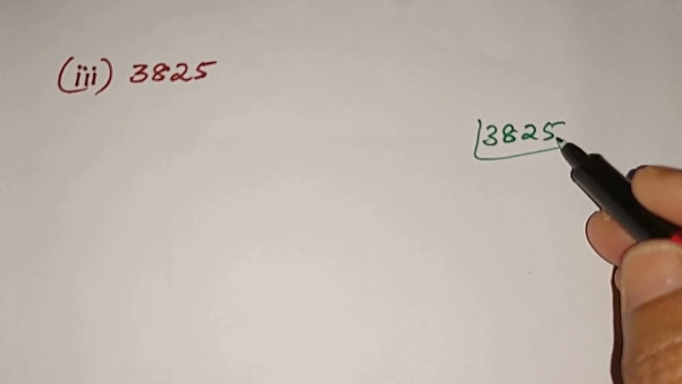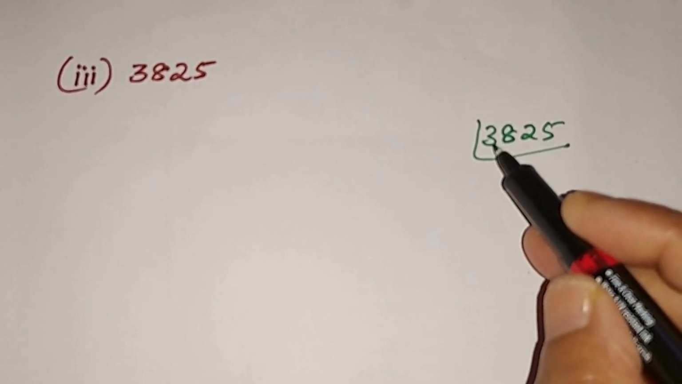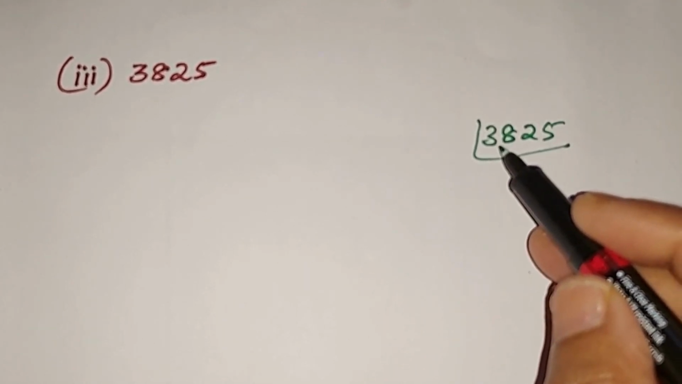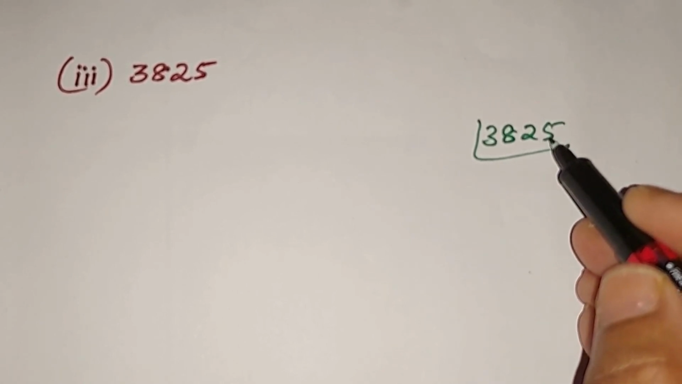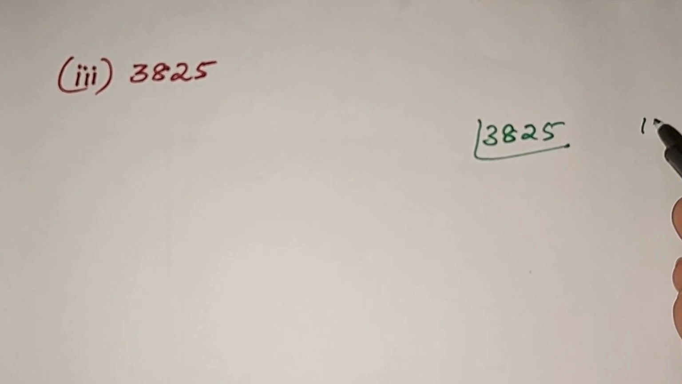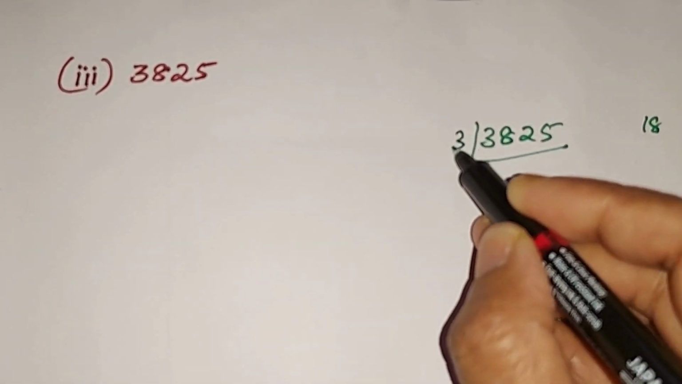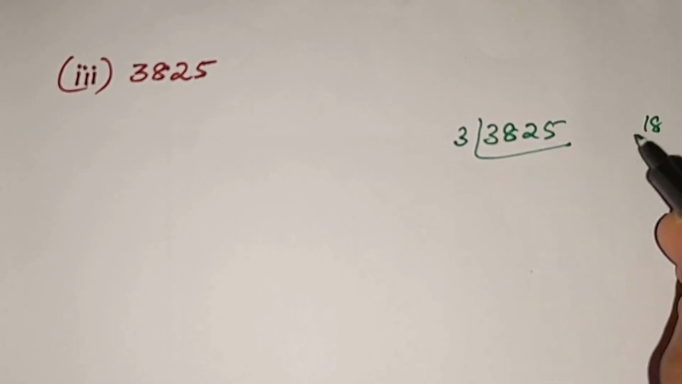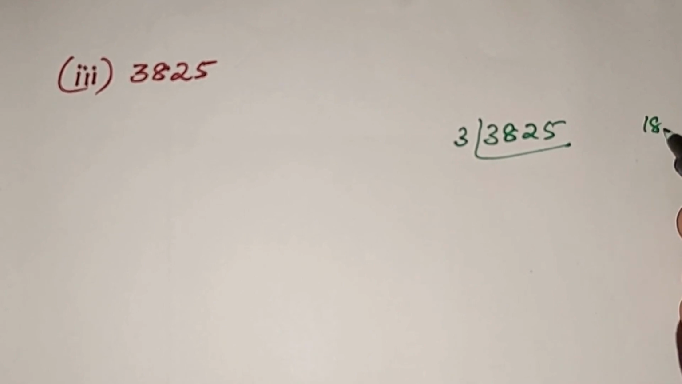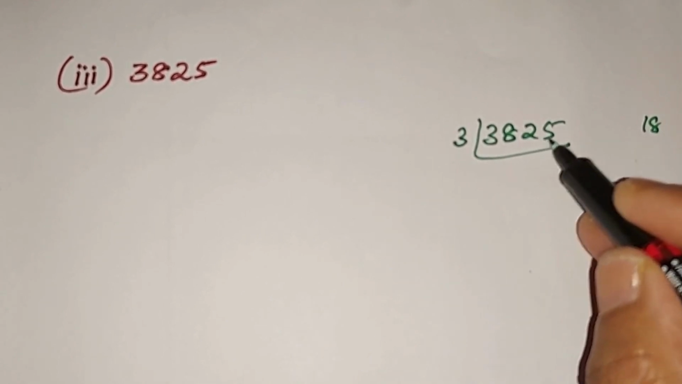If it is a number divisible by 3, anyhow you will get 3, no doubt at all. But we will check. How can we check the divisibility of 3? 3 plus 8 is 11, 11 plus 2 is 13, 13 plus 5 is 18. So the sum is 18, right? This 18 is in the table of 3. Am I right? So it's divisible by 3. So 3 is divisible in 18. That means 3 is divisible in 3825.